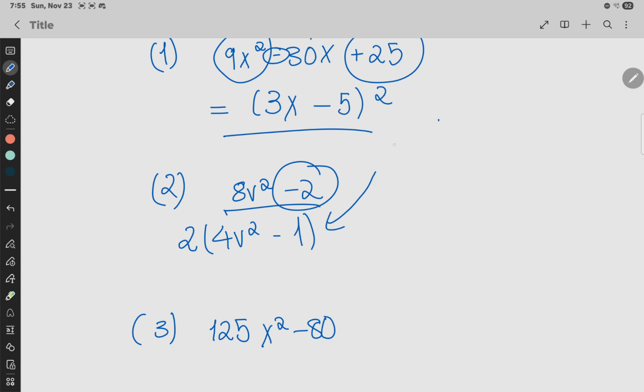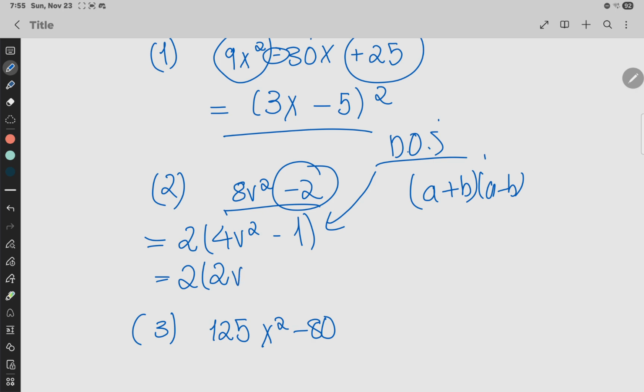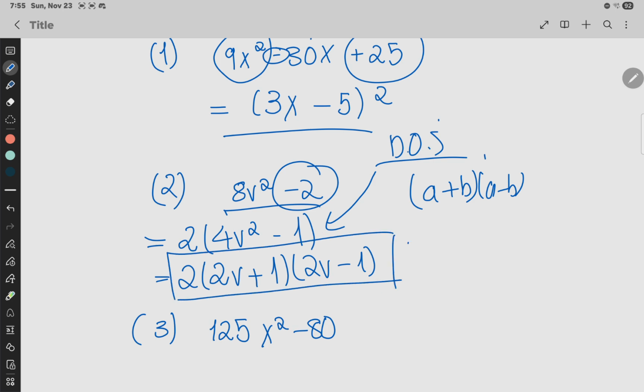Now this is a difference of squares, okay? Because a squared minus b squared. These two are both perfect squares that are being subtracted from each other, okay? So from here, we just apply the formula, which is a plus b times a minus b, okay? So a is 2v, and then b is 1, and then this would be your final answer, okay?